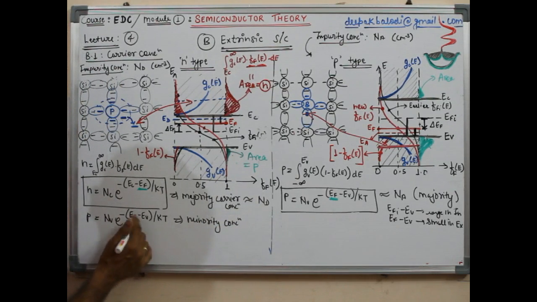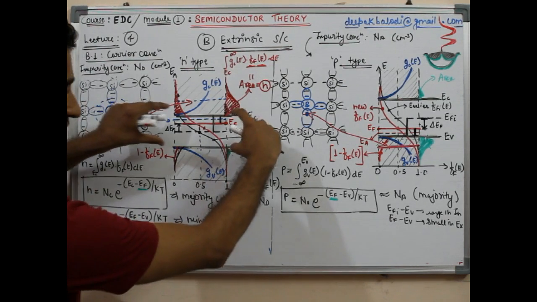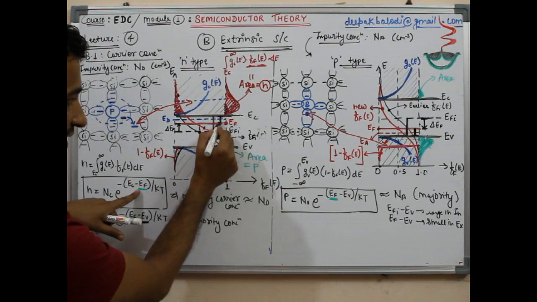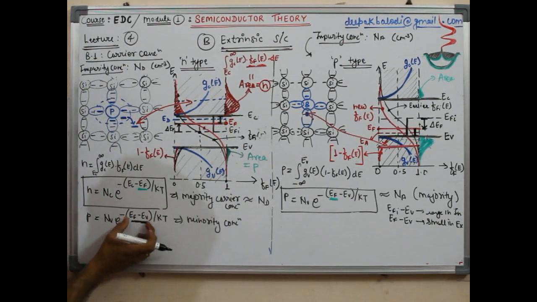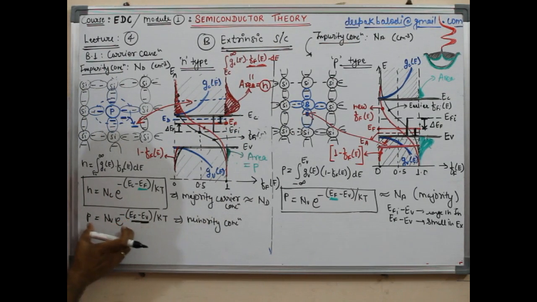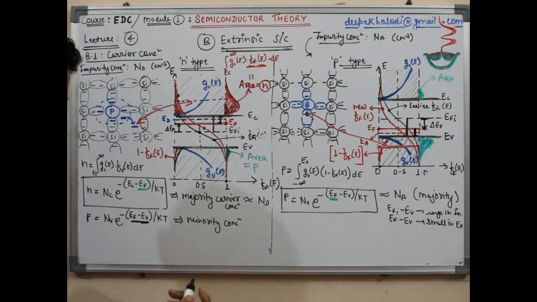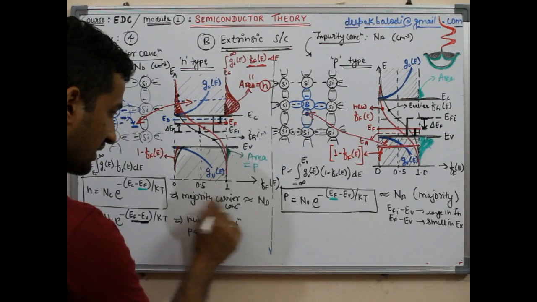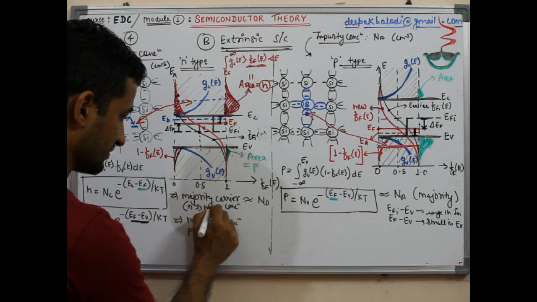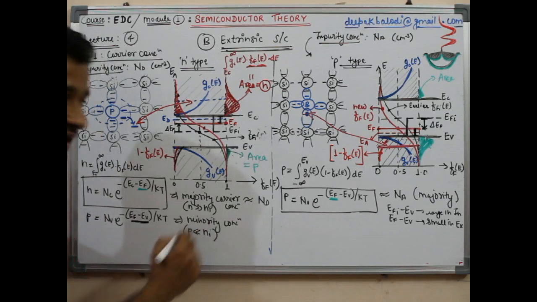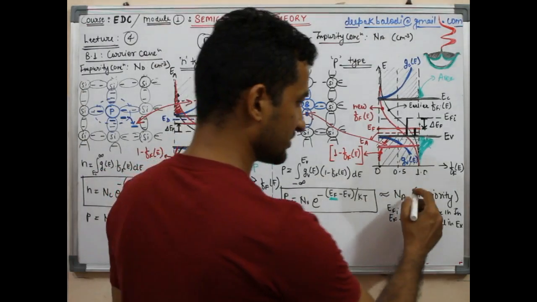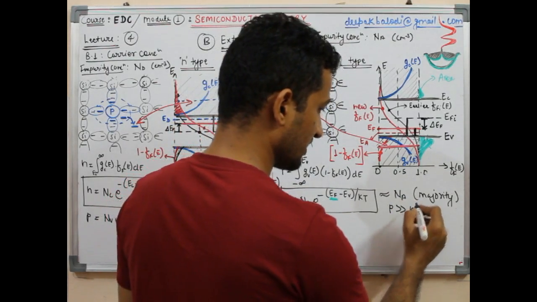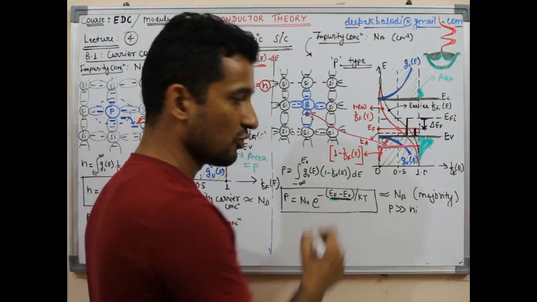With the same token, if you see, EF minus EV has got larger, because within EC and EV, EF has moved up, so EC minus EF has got lowered, but EF minus EV has got larger. There is a more negative value, so therefore this is an even lesser number. So P goes below its intrinsic concentration. What we expect is that P goes much, much lower than its intrinsic concentration, and here we are expecting that N goes much, much higher than its intrinsic concentration. So this is what we expect here analytically. Similarly, here we have calculated the majority carriers, and we expect that P, which is approximately NA, should be much, much greater than Ni, because this value has got lowered.